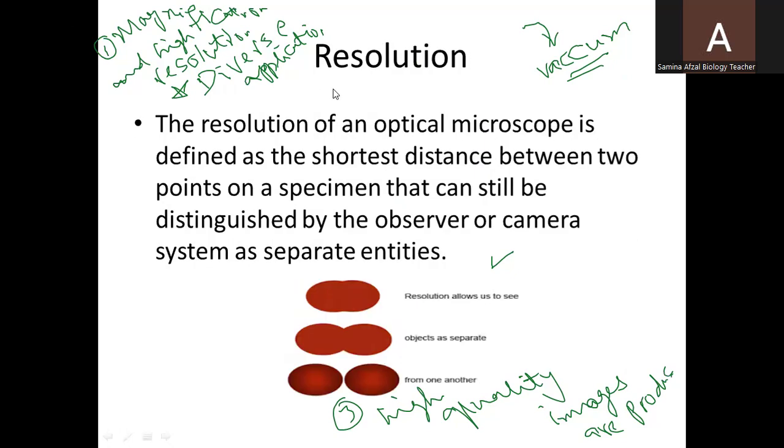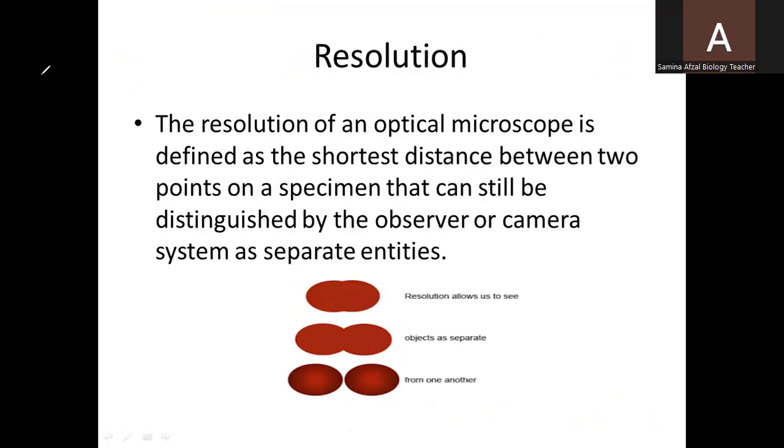Now next, I had discussed that the electron microscope has high resolution power. What does it mean? What is resolution? The resolution of an optical microscope is defined as the shortest distance between 2 points on a specimen that can still be distinguished by the observer or camera system as separate entities. So resolution is the shortest distance between 2 points on a specimen.